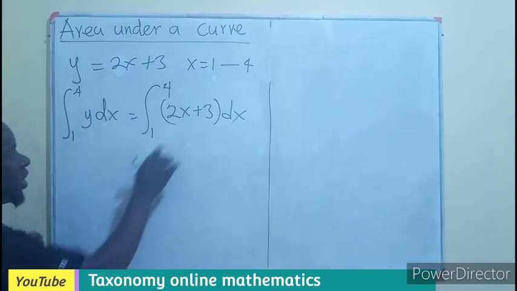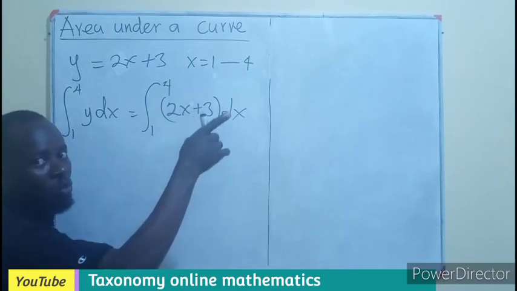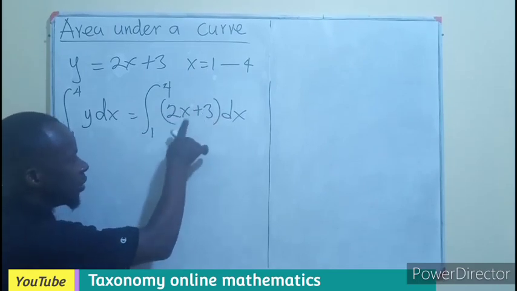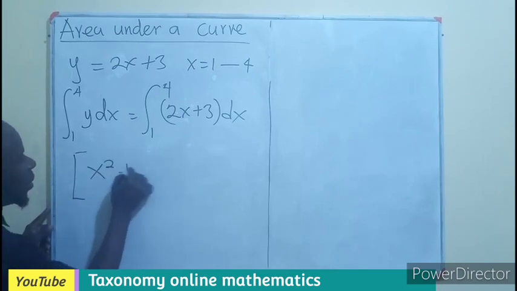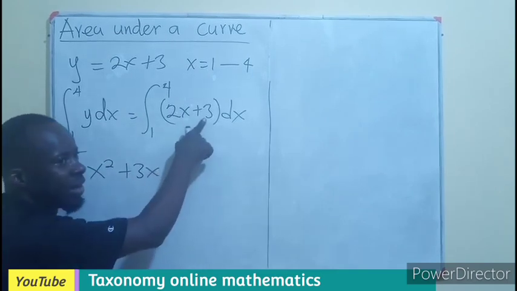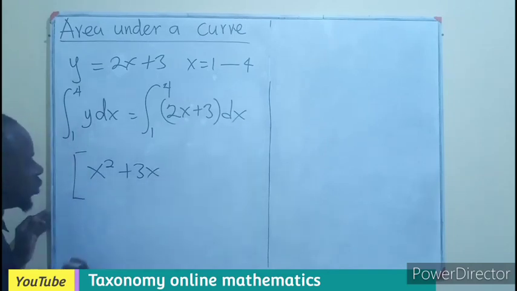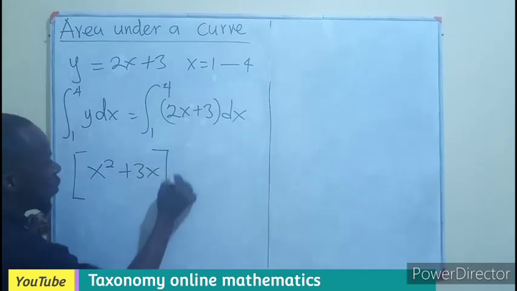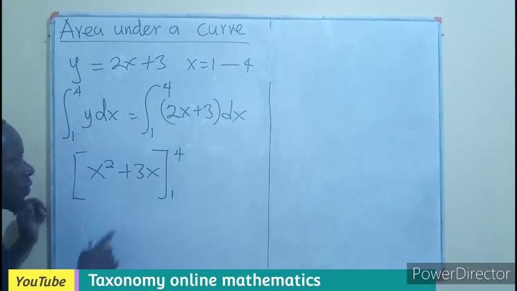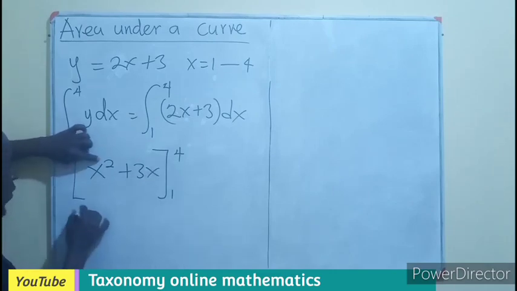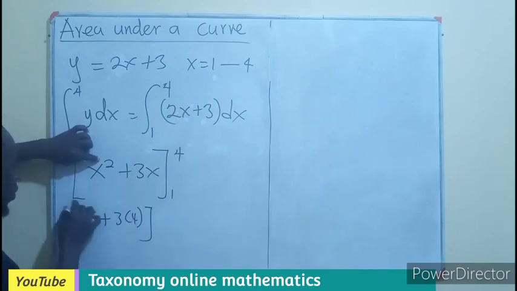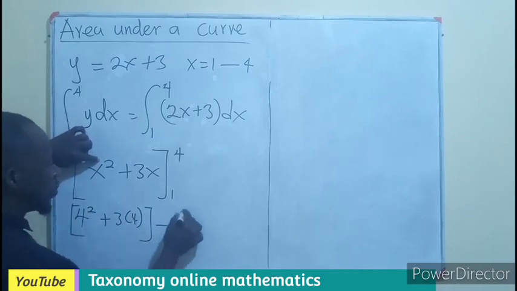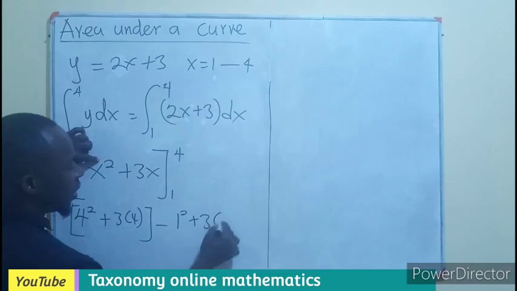So this is going to be increasing the power, plus 1 will give us 2. So if I divide by 2, the 2 will go. So I'll be having x squared plus 3x. If you integrate the constant, your variable is introduced. The integral from 1 to 4. So from the upper limit, I have 4 squared plus 3 times 4, minus the lower limit, 1 squared plus 3 times 1.